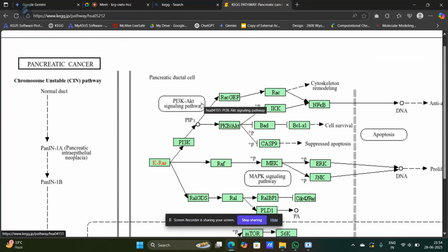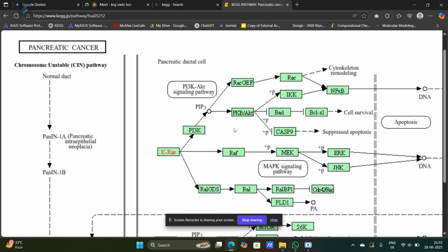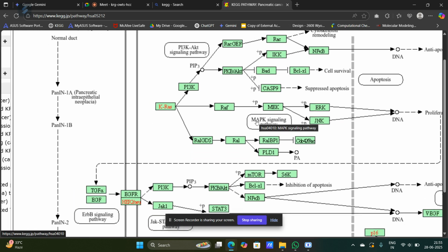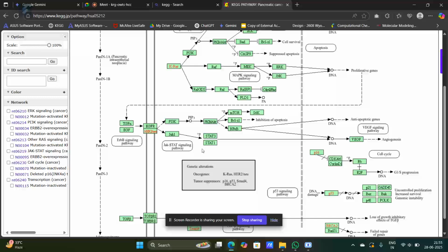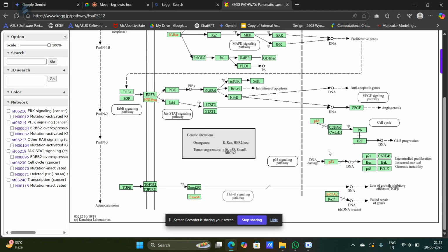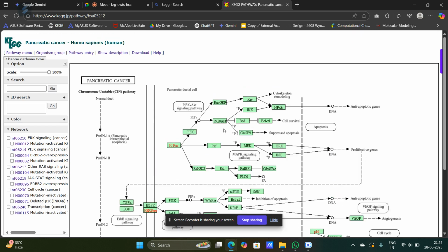And again, here the arrows will indicate the direction of the pathway or the reaction, like what was the initial compound and what it formed. And it also lists enzymes. Here, I think there are no enzymes listed. Okay, I'll just show you when there is an enzyme.